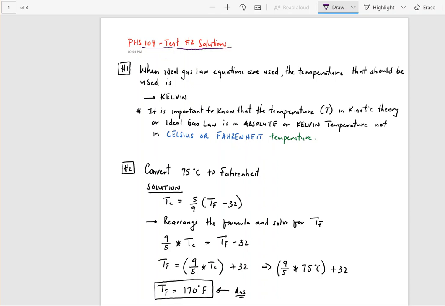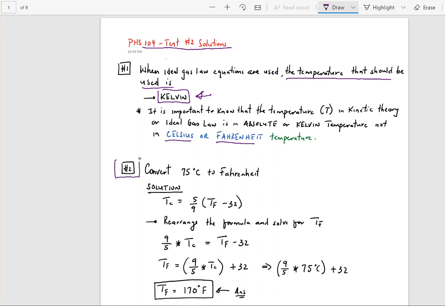Now, for number one, when ideal gas law equations are typically used, the question is asking what temperature will be used in those kinds of equations, and the answer will be Kelvin. It is very important to know that when it comes to any kind of kinetic theory or ideal gas laws, you have to use Kelvin as a temperature, not Celsius nor Fahrenheit.